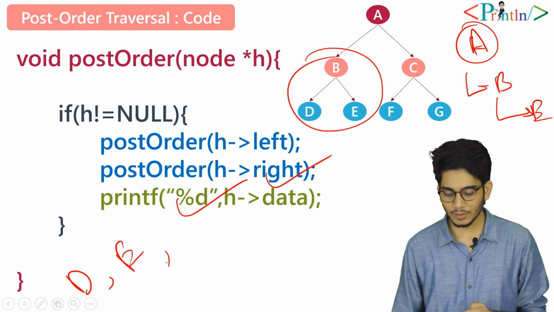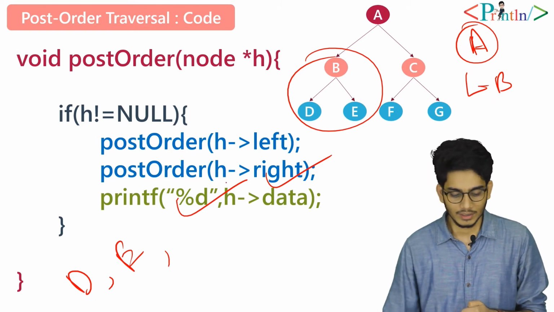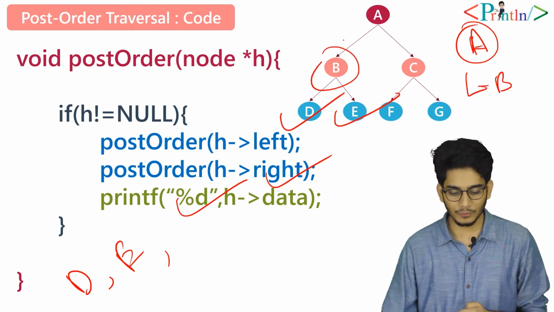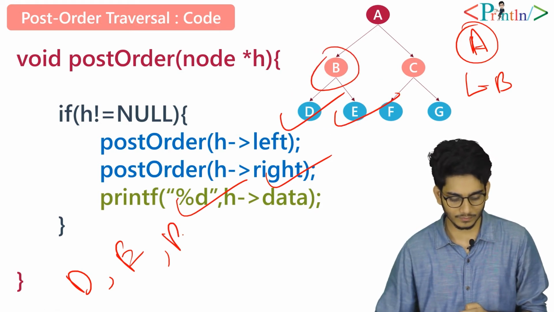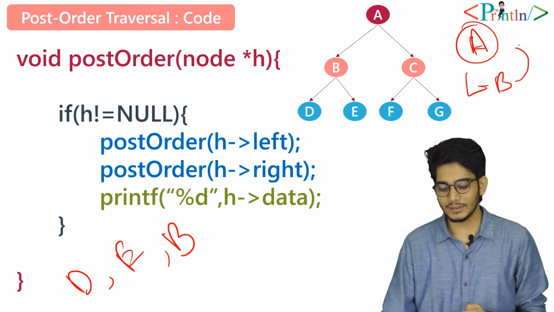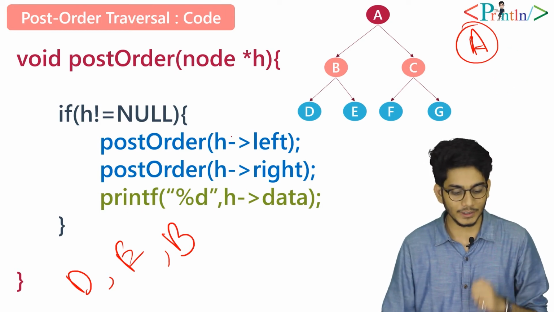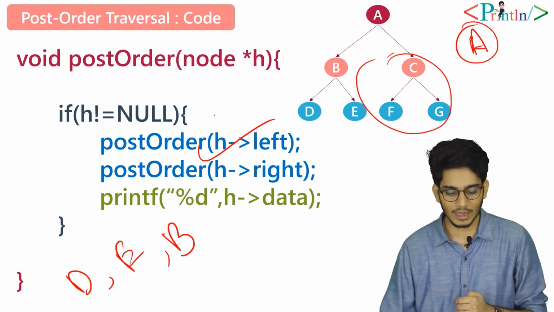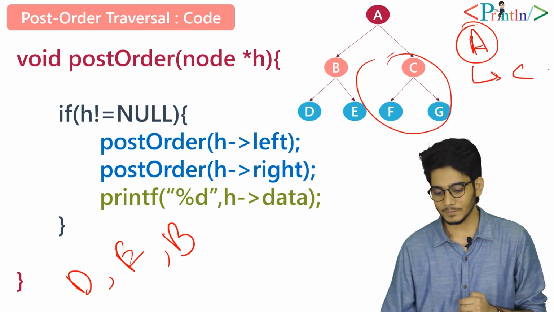Now the control will go to B. Now we have successfully printed D and E. Now we'll access B. Now it will give the control to A. So we have successfully traversed the left subtree. Now we'll go for the right subtree of A. Now it will go for C.